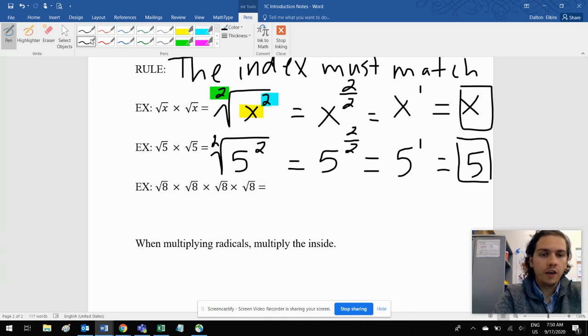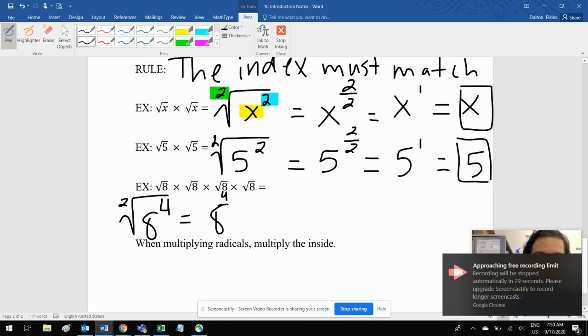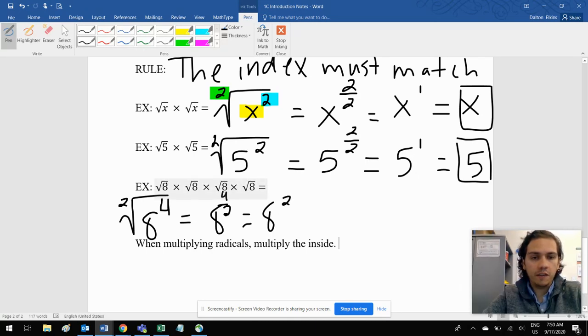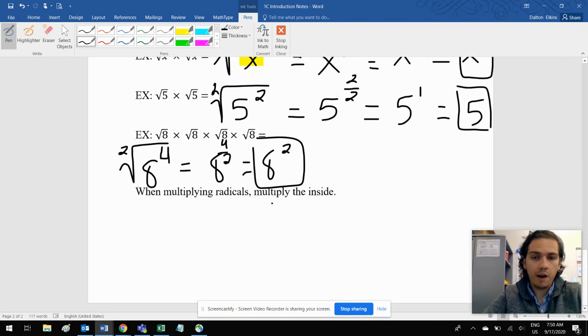What I can do is multiply all the insides. So I have four 8s, that's 8 to the 4th power, which gives me 8 to the 4 over 2, which is 8 squared. Or you can look at this as 8, because these two combine to make 8 and these two combine to make 8, and then 8 times 8 is 8 squared. So the rule is: when multiplying radicals, multiply the inside if the roots match.